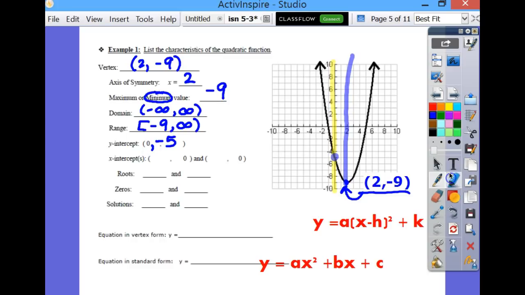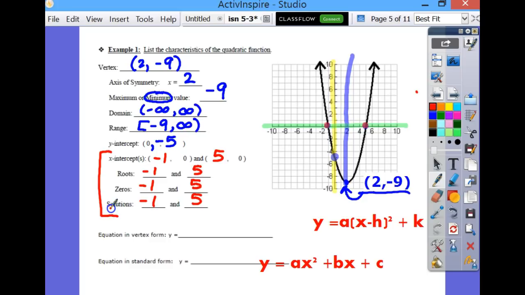The x-intercept is where the graph crosses the x-axis. These points are the two x-intercepts. The x-intercepts are at (-1, 0) and (5, 0). The x-intercepts have several different names. All of these mean the same thing. The roots are -1 and 5. The zeros are -1 and 5. The solutions are -1 and 5.